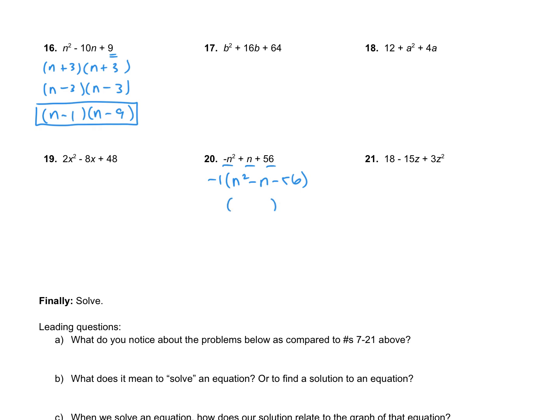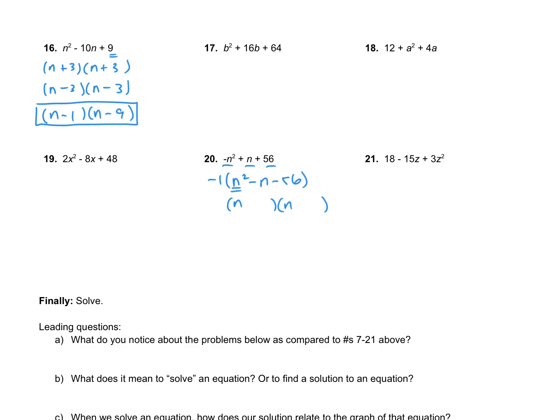Now, the reason I don't like that negative n squared is because I know n squared is just n times n. That's a lot easier. Now we're thinking of numbers that multiply to -56. What are two numbers that multiply to 56? 8 and 7. If I do +8 and +7, am I going to get -56? No, right? So one of them has to be negative.